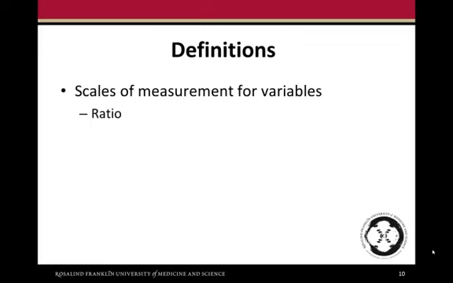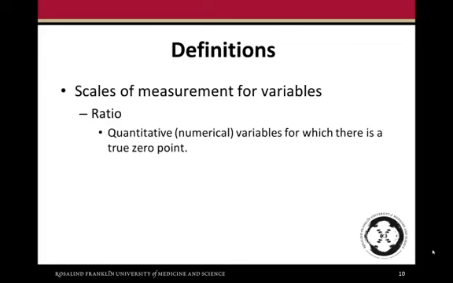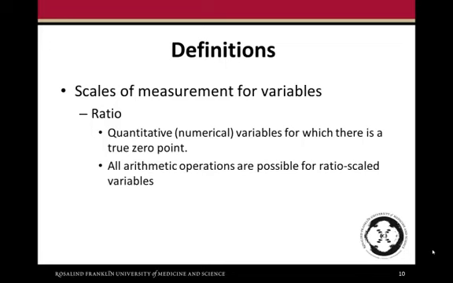And then the last one is ratio, which is quantitative and numerical, and there's actually a true 0 point, right? So if there was a weight of 0, then the weight is 0. Or for blood pressure, also there's a true 0 in that case. And all arithmetical operations are possible on ratio scaled variables.